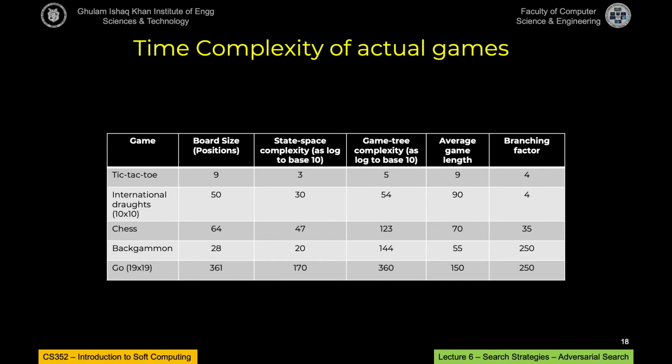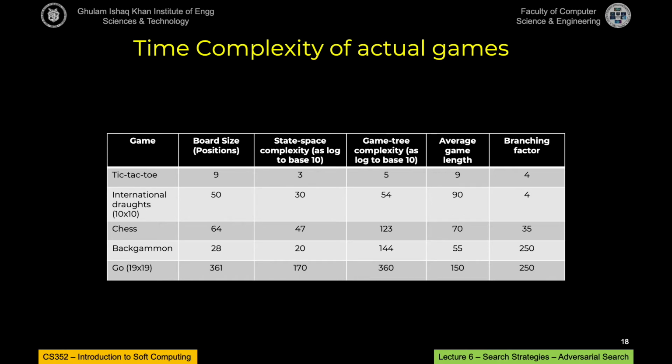But as we go on and increase the complexity to higher games, for example international draughts or chess or backgammon or even Go for that matter, you can see that the game tree complexity rises exponentially. For draughts, the game tree complexity is 10 raised to power 54. For chess, it is 10 raised to power 123. For backgammon, it is 10 raised to power 144. And for a typical game of Go, it is 10 raised to power 360.